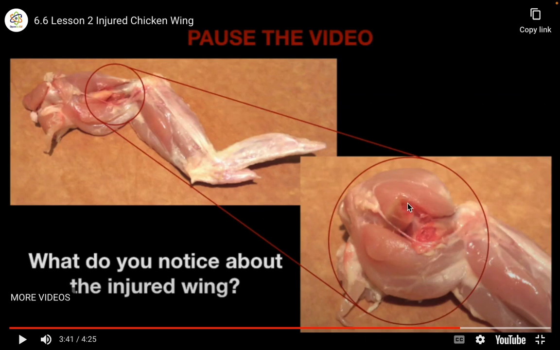So we saw some red stuff inside. We weren't sure if that was like blood that's inside the bone, or when we hit it with the hammer that some blood got in there. So we're not sure where that's coming from yet. So we'll keep watching the video here.